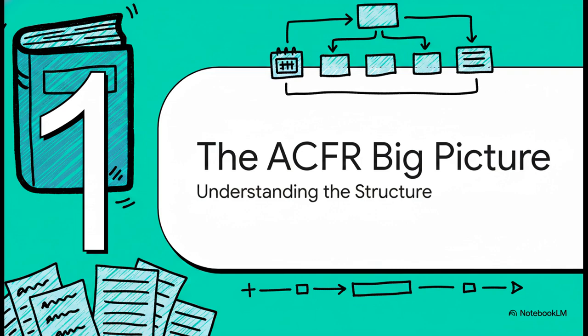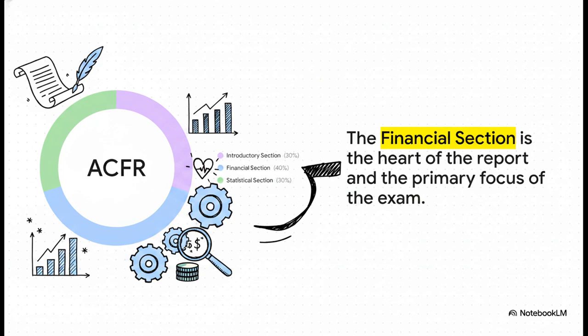Okay, first things first, the ACFR big picture. I want you to think of the ACFR as the complete financial story of a government for an entire year. And for the exam, you've got to know exactly how that story is organized, chapter by chapter. So the ACFR has three main sections. You've got the Introductory, the Financial, and the Statistical. Now, it's good to know they all exist, but for the exam, you need to put on your blinders and focus right in on that middle one, the Financial section. That's the heart of the report, and trust me, that's where nearly all the questions are going to come from.